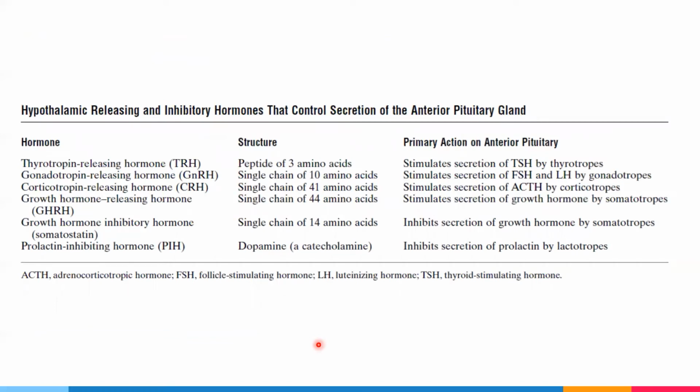In this particular table, we have summarized the various hypothalamic releasing and inhibitory hormones and their structures. So we can see that thyrotropin releasing hormone is only a peptide of 3 amino acids, whereas prolactin inhibitory hormone and growth hormone releasing hormone are single chain protein peptides of 44 amino acids or larger. Thus, the hypothalamic releasing and inhibitory hormones are varied in nature, but they all have the function of either stimulating or inhibiting secretion of various other hormones by the anterior pituitary.